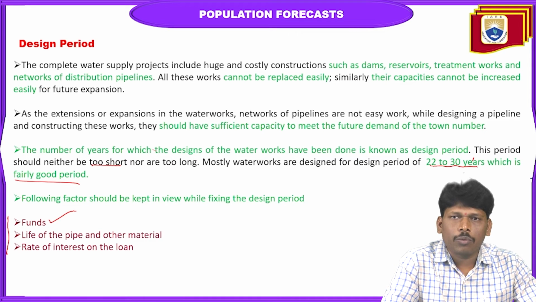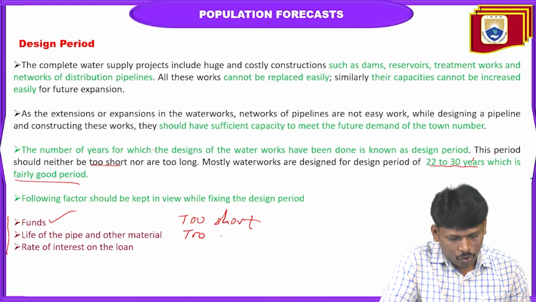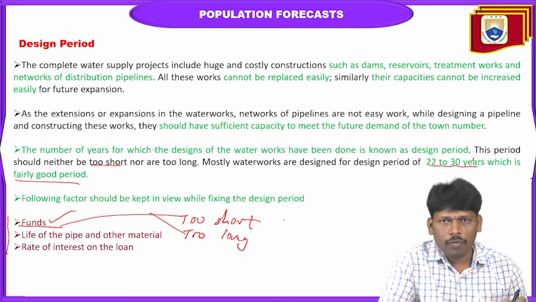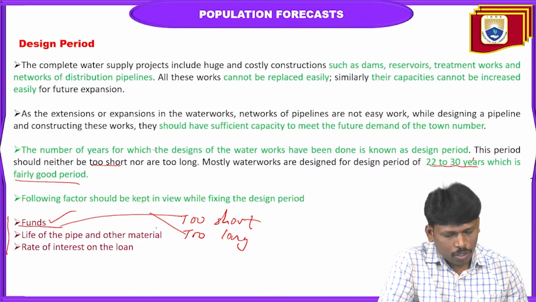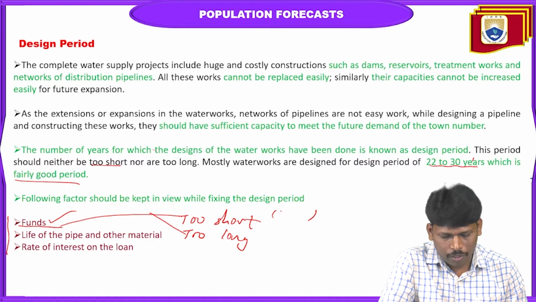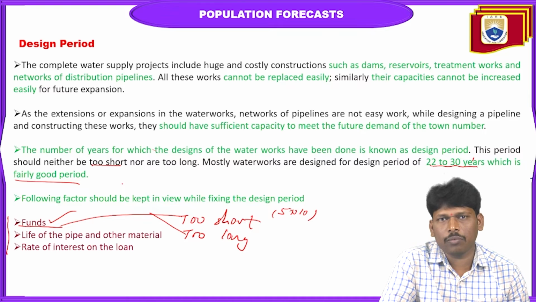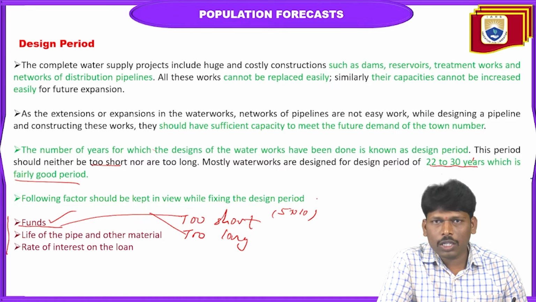One is funds. You take two cases here: one is too short, the second is too long, related to the funds. For example, in a particular year, suppose there is a very small budget for this water works. In that case, if you fix a short design period according to the budget, say 5 years or 10 years, then after 10 years whatever amount we spent on this water works becomes waste. The dimensions of those water work structures or pipelines may not meet the demand after 10 years. Presently it will work for the time being, but after 10 years it won't work.